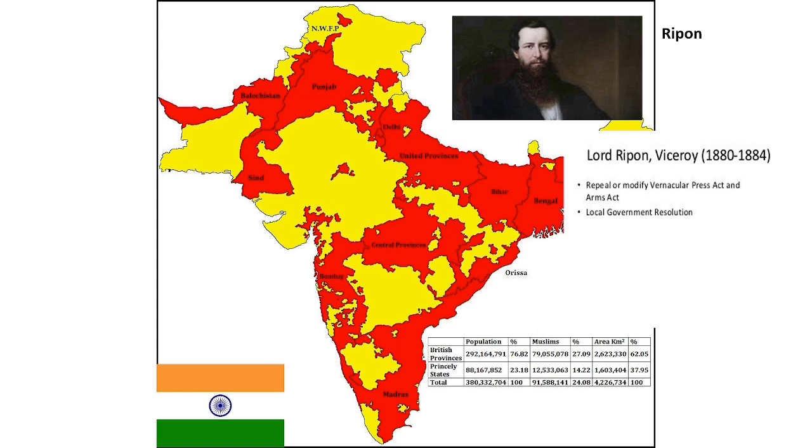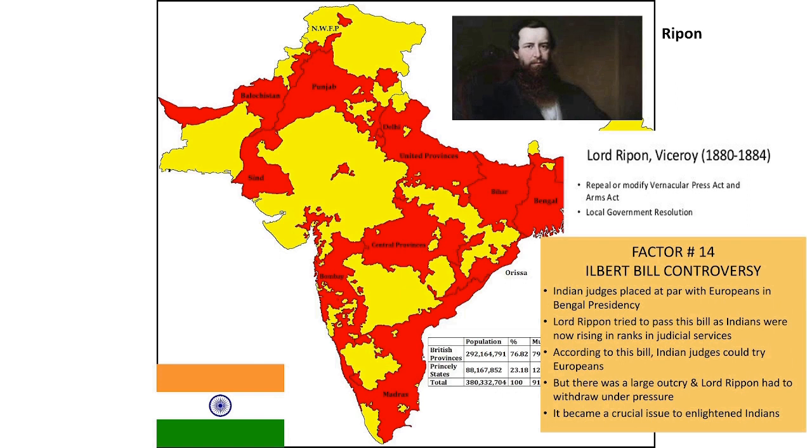One of his crucial attempts was to bring the Ilbert Bill. As per this bill, Indian judges could hear cases related to British in British courts. But due to protest by fellow colleagues, Ripon had to withdraw the bill. He passed the resolution of local self-government. Thus, he was also called the father of local self-government.